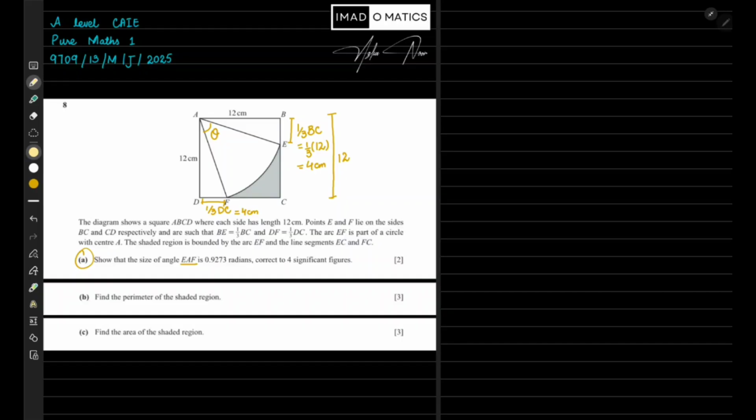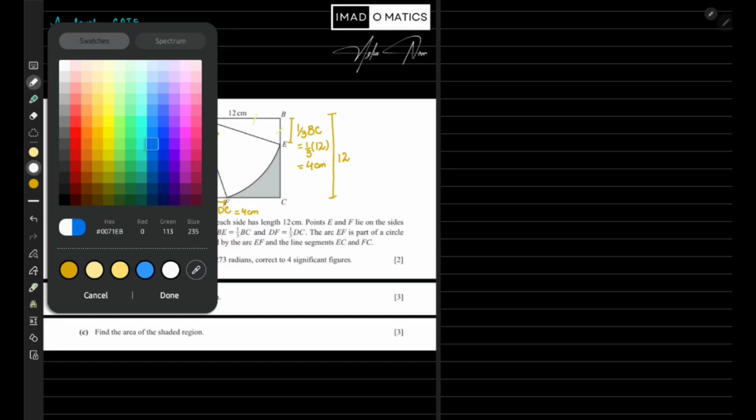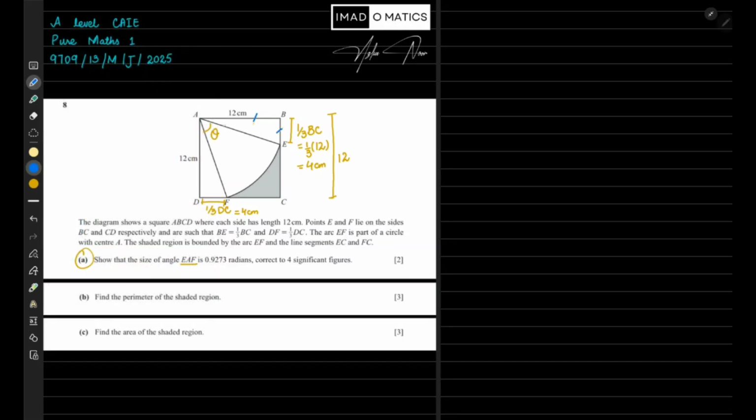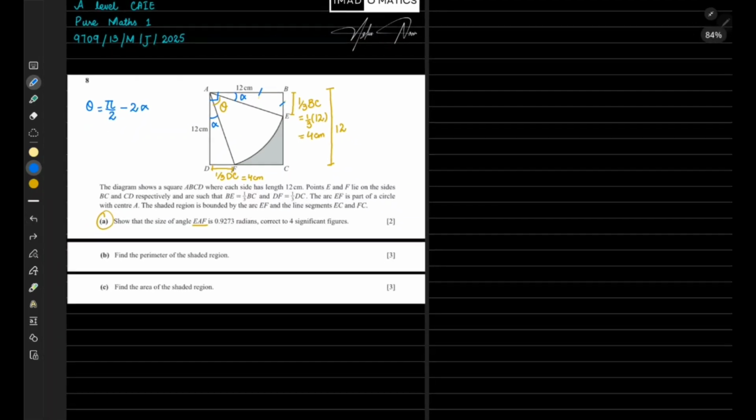Now we know this side and this side. So if we know two sides, we can use basic trigonometry to find this angle. And as it is a square and all the sides are symmetrical and equal, this will also be alpha. You can find either angle, and then as we know this is a square, this theta will be equal to pi by 2 minus 2 alpha. Pi by 2, this whole angle, minus this alpha and this alpha, so it will become 2 alpha. So let's work on this.